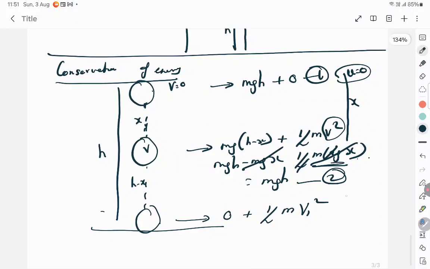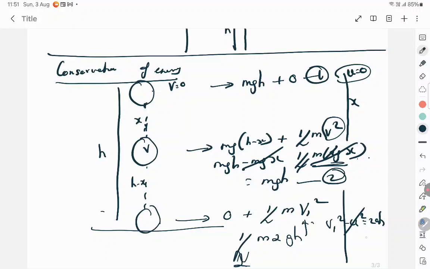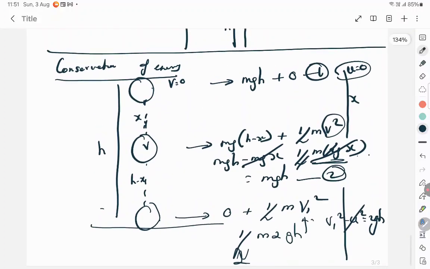Let's find the velocity for the entire journey. v1 square minus u square is equal to 2ah. Considering the whole journey, initial velocity is 0. You can replace this as 2ah, half m v square, which is 2gh. Ah will be replaced as 2gh because gravity is pulling it.